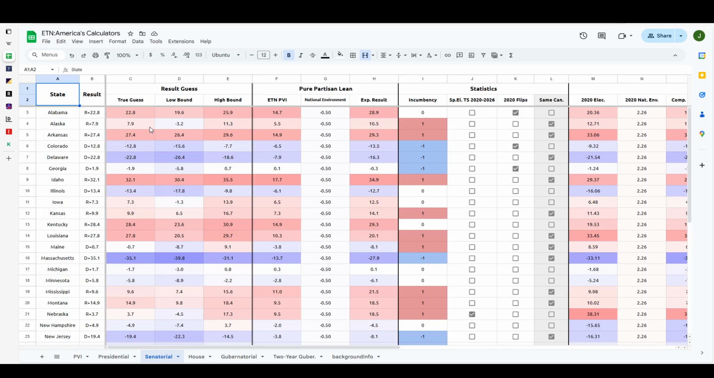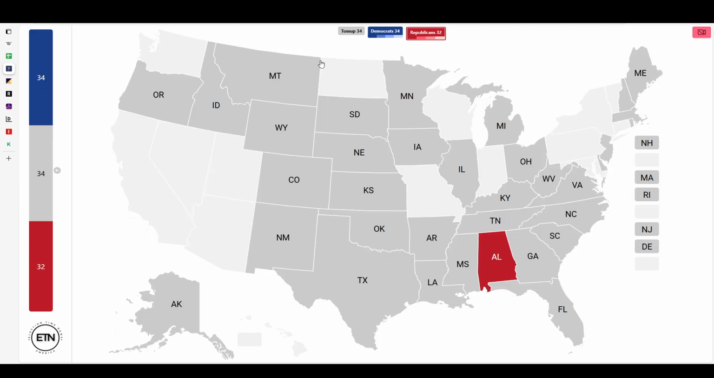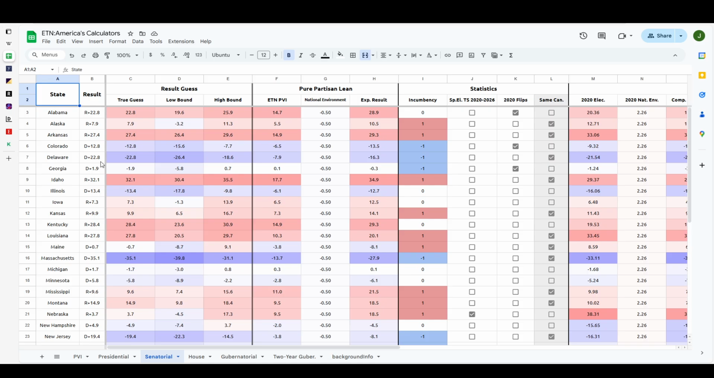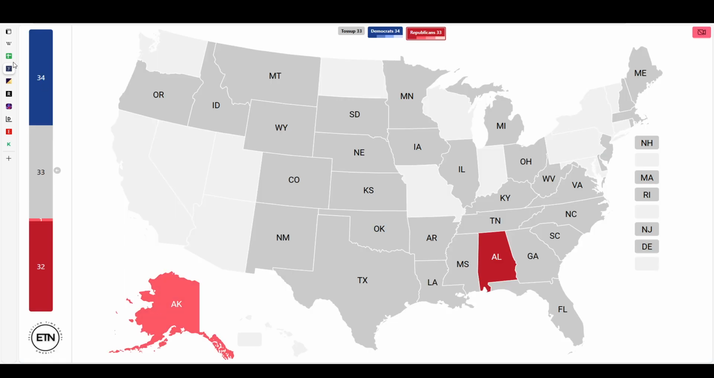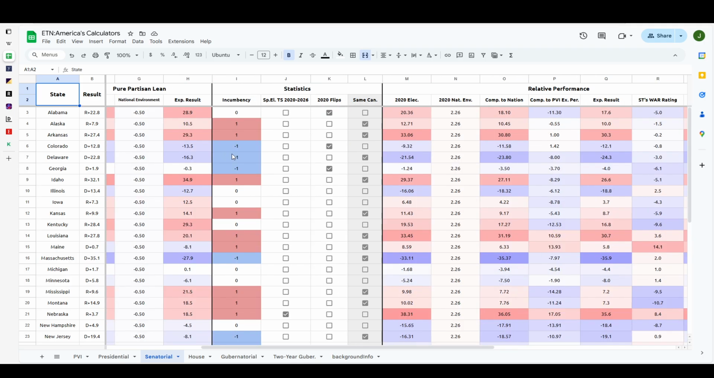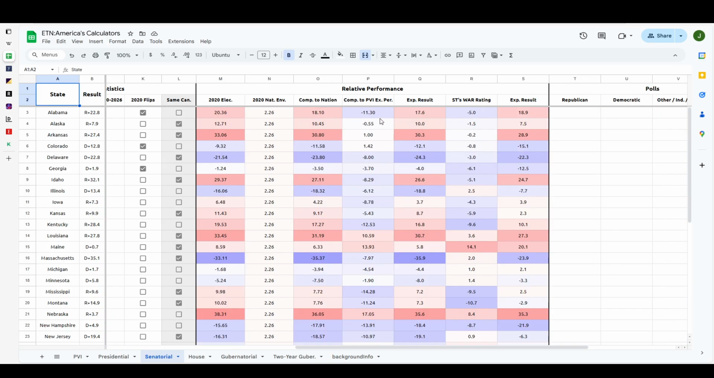In Alaska, the low bound is -3.2. That's the best that could happen if Mary Peltola does jump into the race here. But as of right now, the true guess is 7.9 points. This is a solid, likely margin. He's not a very strong candidate. He's not poor either, but he's a relatively strong candidate there.